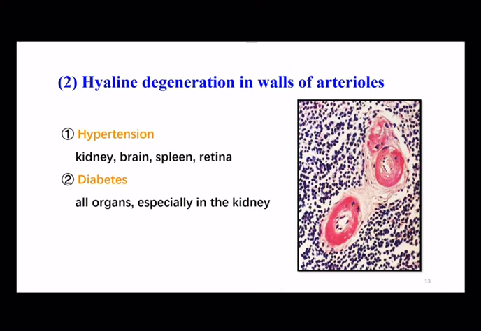This is a picture of spleen from a patient with hypertension. There are 3 central arteries in the middle. The wall becomes thickened, homogeneous red or pink, and the lumen of the vessel are narrowed.